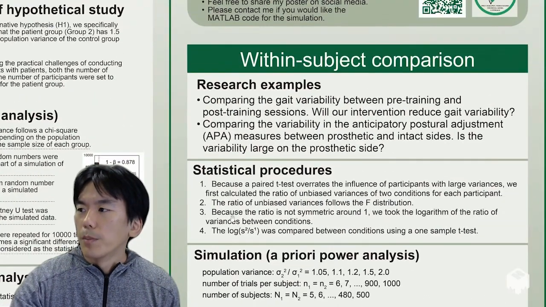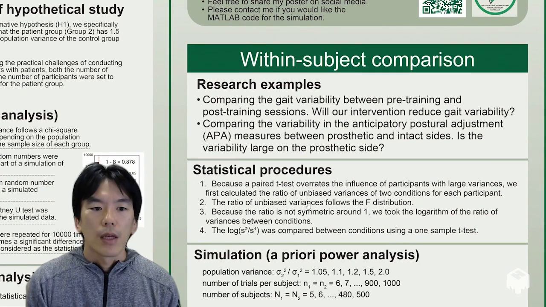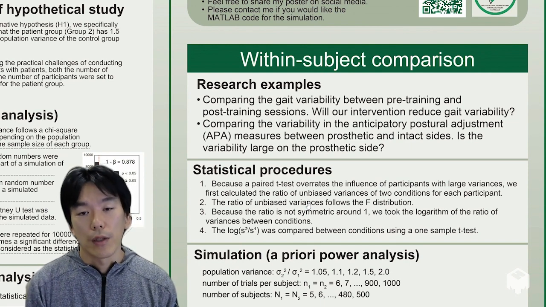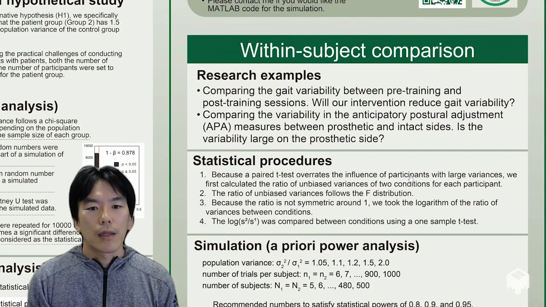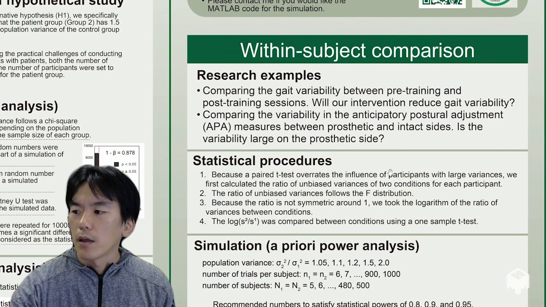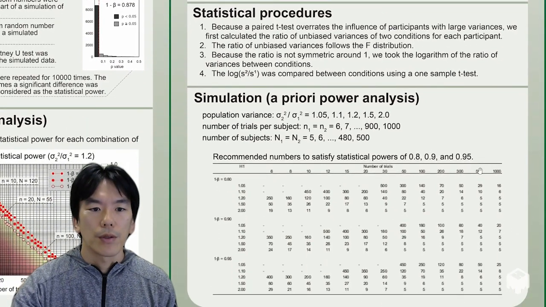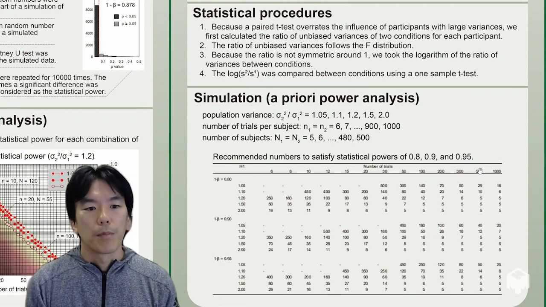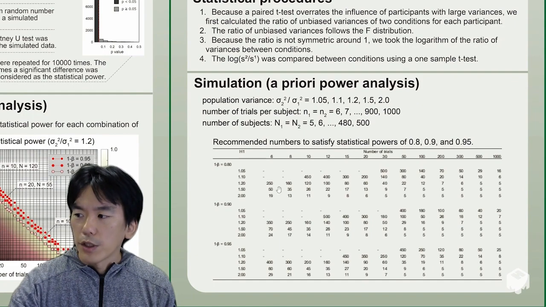We also performed for studies with within-subject comparisons, such as comparing gait variability between pre-training and post-training sessions. Although the statistical procedure is a bit complex, as described here, the recommended numbers of trials and participants are pretty much the same as for the between groups comparison studies that I've just explained. The details are shown in this table.